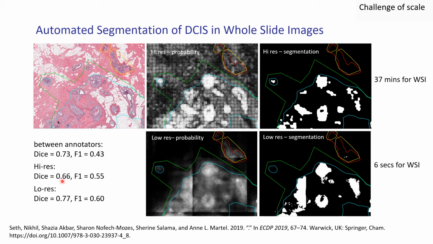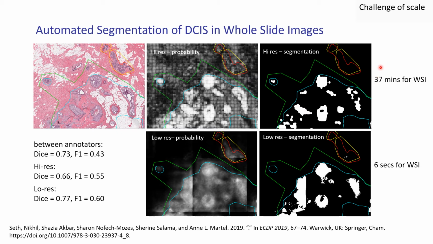The high res only gave a dice coefficient of 66, whereas going down to low res, which in our case was just 5 times magnification, we got a dice coefficient that was actually a lot better, and also the F1 score. So this seems to suggest that actually the context was much more important in finding the ducts correctly than being able to tell the difference between malignant and benign epithelial cells. So the context gave more information.